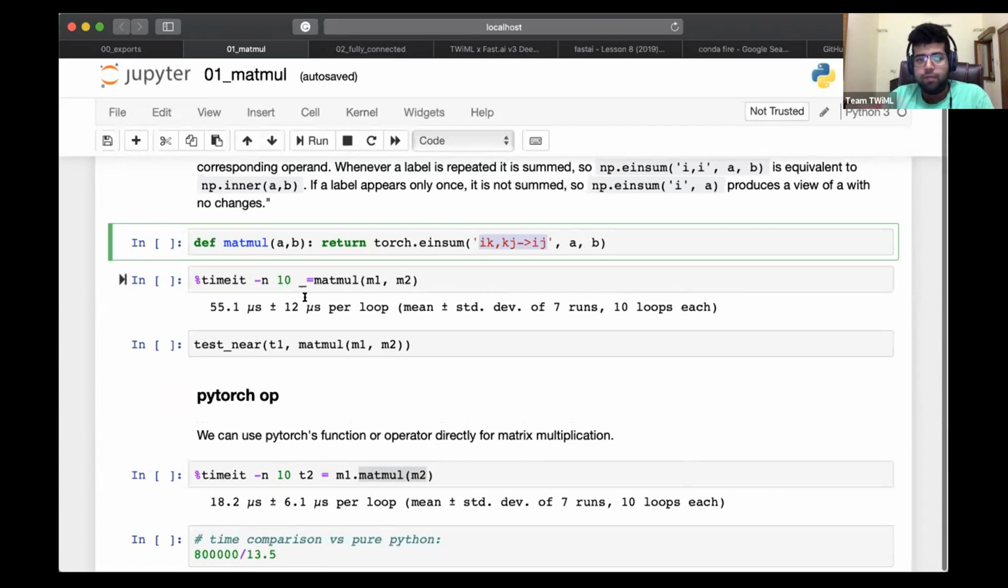I'll move on to the network notebook if there are no questions from this one.